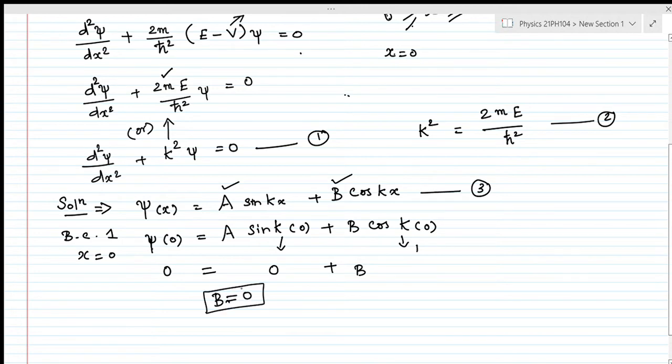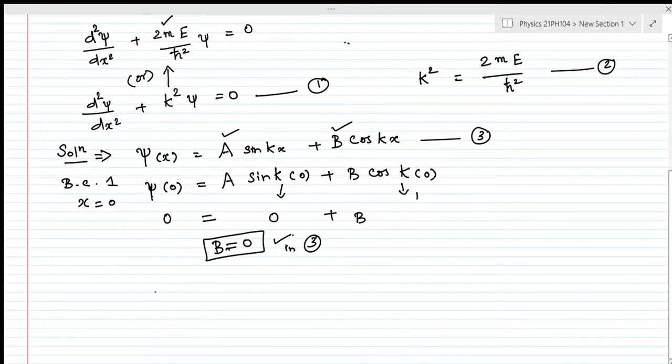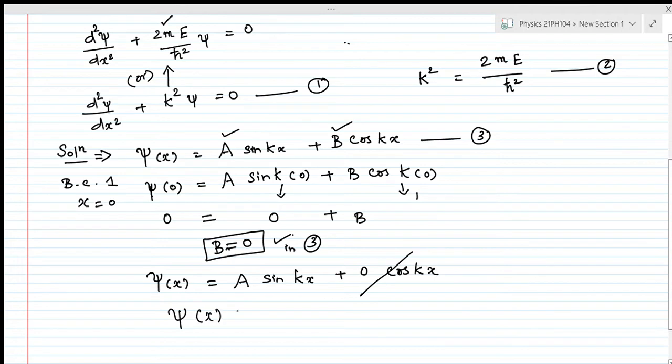So the arbitrary constant B is 0 here. Now, applying B equal to 0 in equation 3, we get psi of x is equal to A sin kx plus B equal to 0 times cos kx. So the second term becomes 0. We get psi of x is equal to A sin kx. Let this be equation number 4.